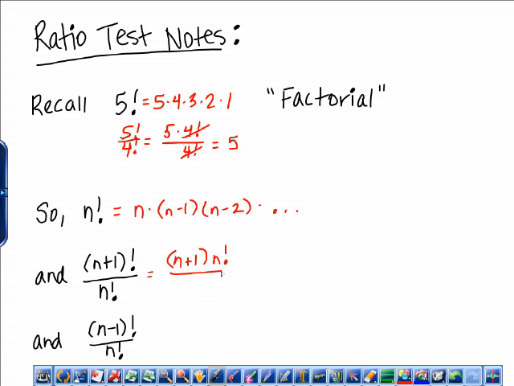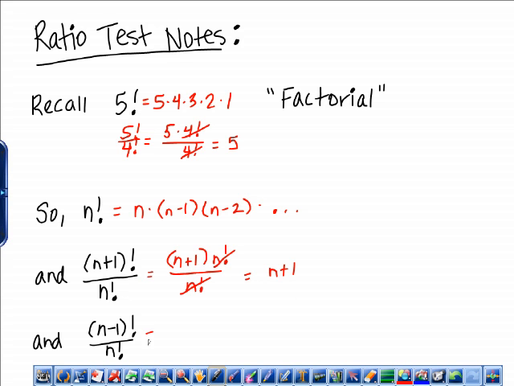You may have questions about that, and so bring those questions to class. All right, the denominator I'm going to leave as n factorial, and I can see clearly that these cancel out, and this simplifies to just n plus 1 with no factorial at all to worry about.